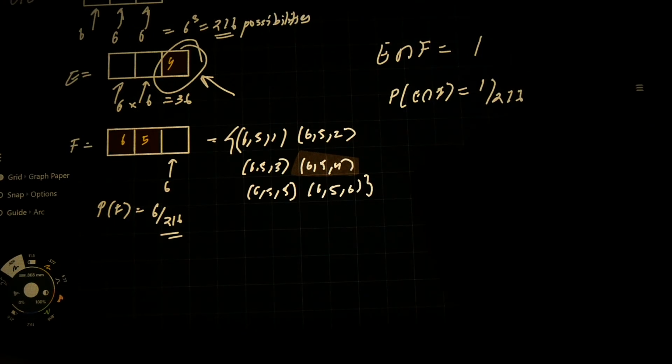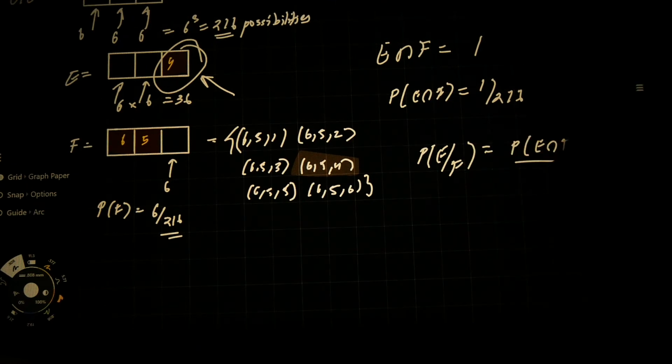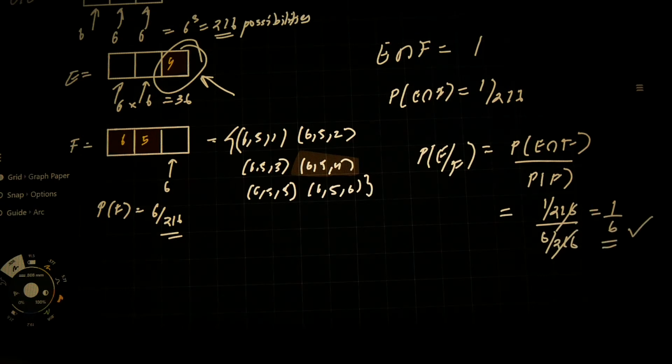Now P of E given F is P of E intersection F divided by P of F, which is 1 by 216 divided by 6 by 216. This cancels and you find the answer will be 1 by 6. Alright, clear? Yeah, let's go to question number 9.